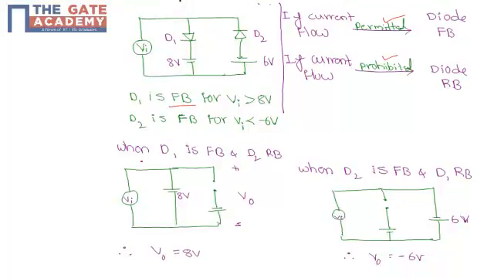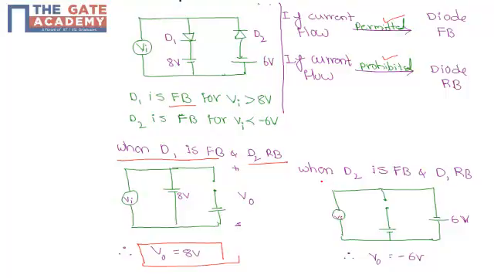When D1 is forward biased and D2 is reverse biased, then D2 will be open circuited. Therefore, in the D1 circuit the voltage will flow through this diode. Therefore, we get V0 equal to 8 volts.